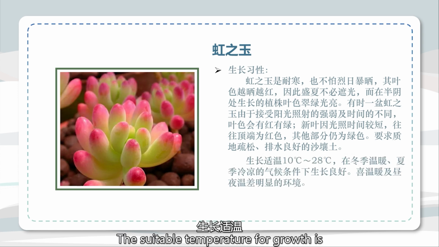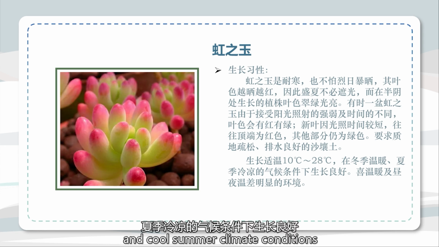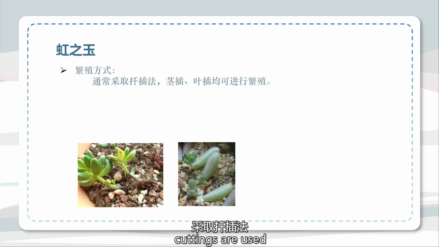The suitable temperature for growth is 10 to 28 degrees Celsius, and it grows well in warm winter and cool summer climate conditions. It prefers environments with warmth and significant temperature differences between day and night. Usually, cuttings are used, and both stem and leaf cuttings can be used for propagation.